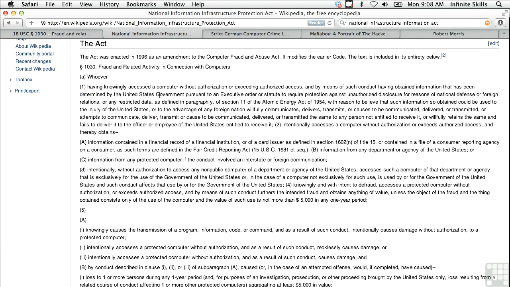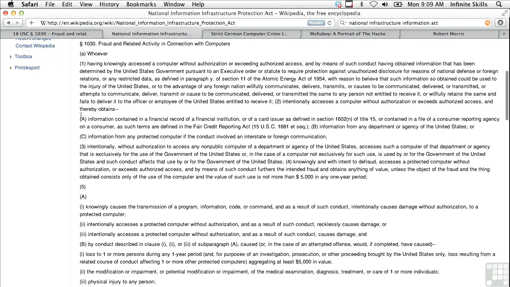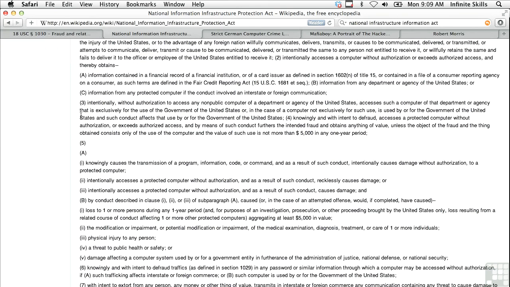We have the National Information Infrastructure Protection Act that talks about whoever having knowingly accessed a computer without authorization or exceeding authorized access, and that has to do with fraud and related activities. Sounds very familiar if you're familiar with the Computer Fraud and Abuse Act. What they did was they basically took the Computer Fraud and Abuse Act and did some targeted work in order to make sure that national infrastructure was protected. So that's the United States, and we have several laws, not only federal laws, but state laws as well, that you need to be aware of if you are practicing these types of activities.